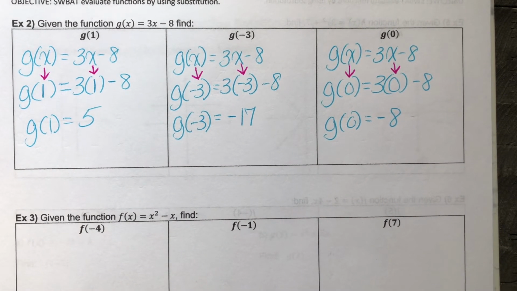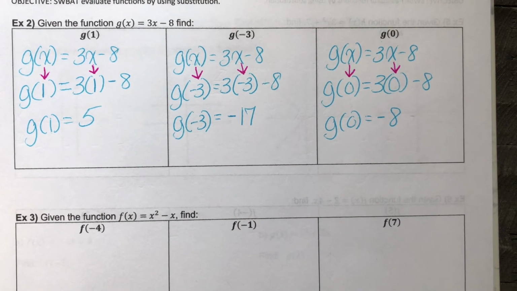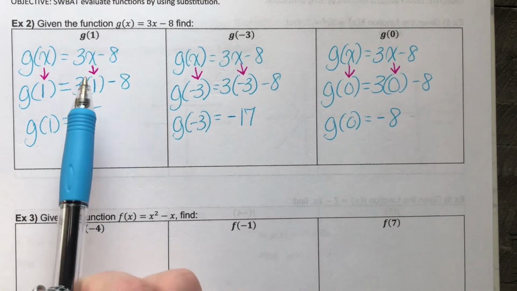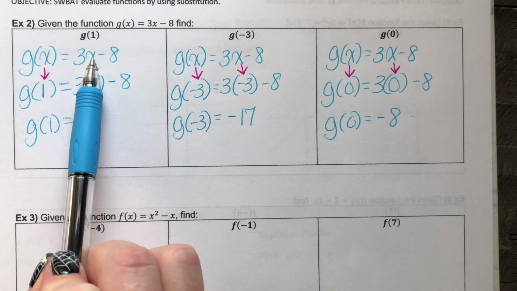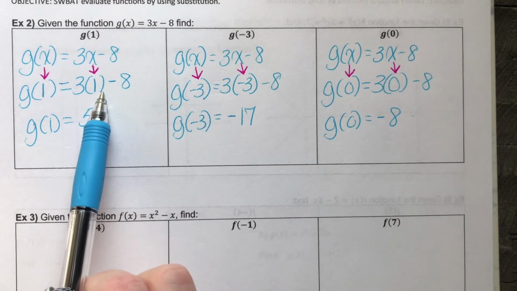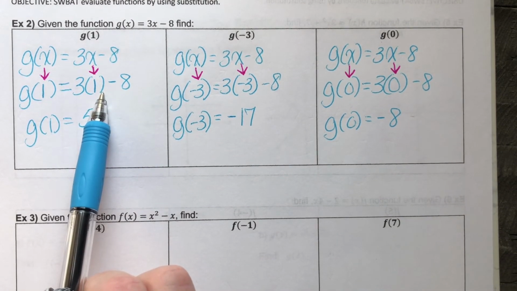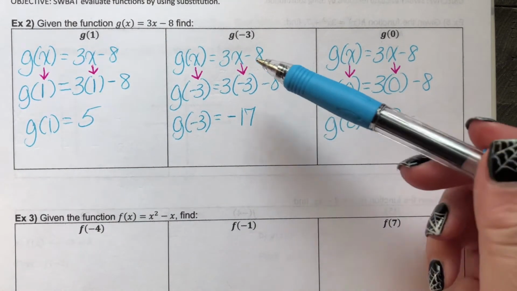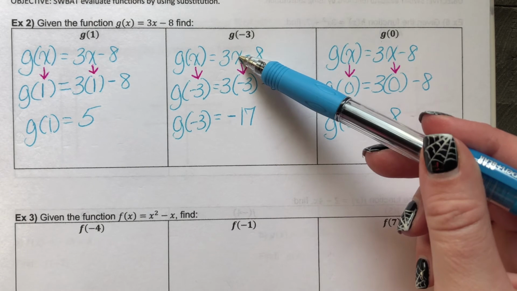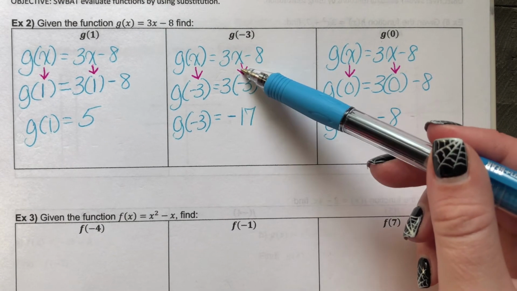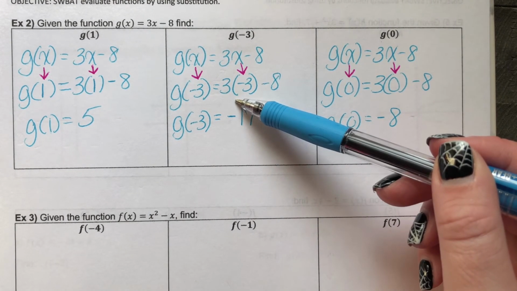All right, before I leave you on your own to try the rest of this page here, I just want to make sure that I'm reinforcing with you. Anytime you substitute, you always use parentheses. If you don't use parentheses, you can easily make a mistake. So again, anytime I'm replacing or substituting in, I put parentheses around that number, okay?